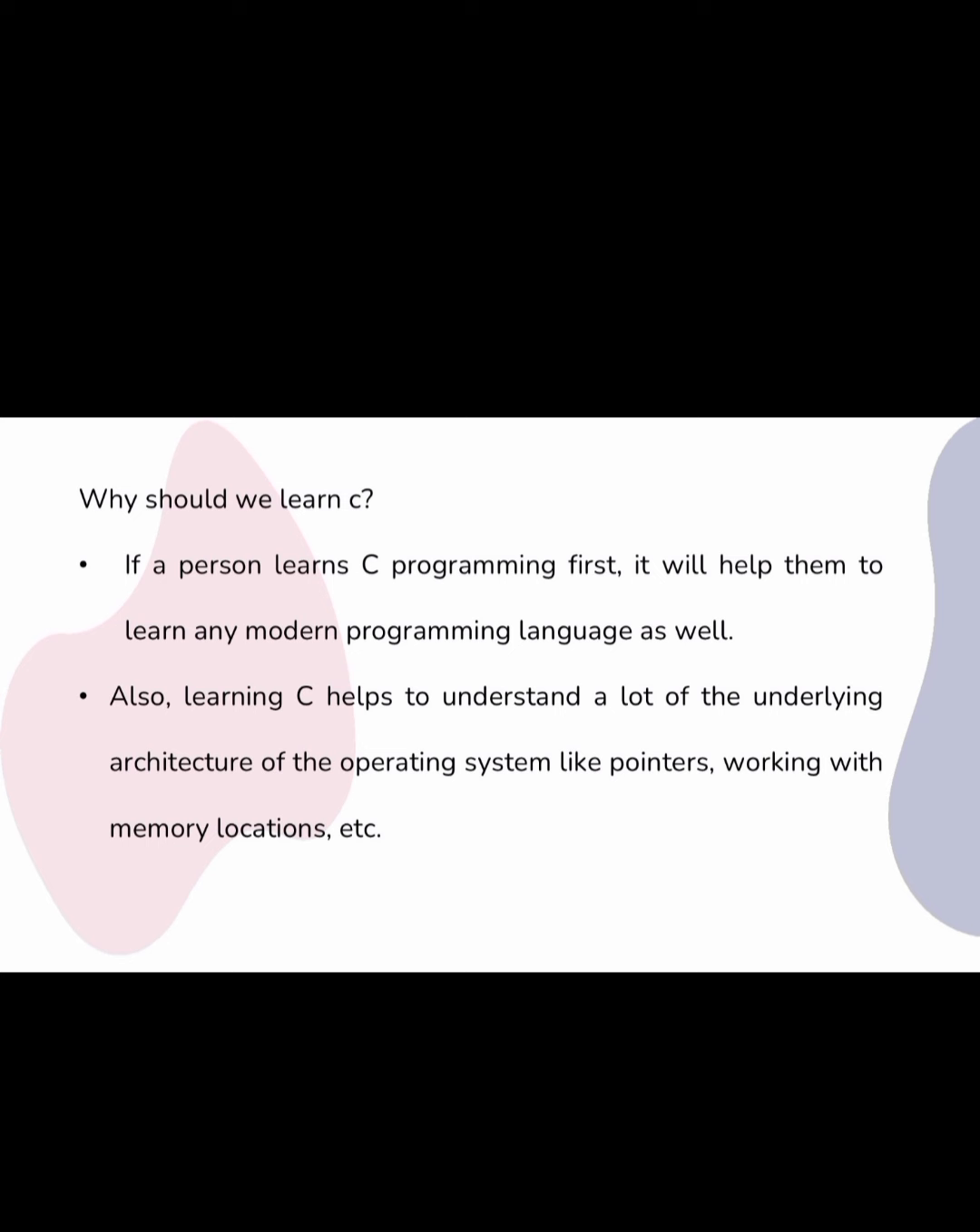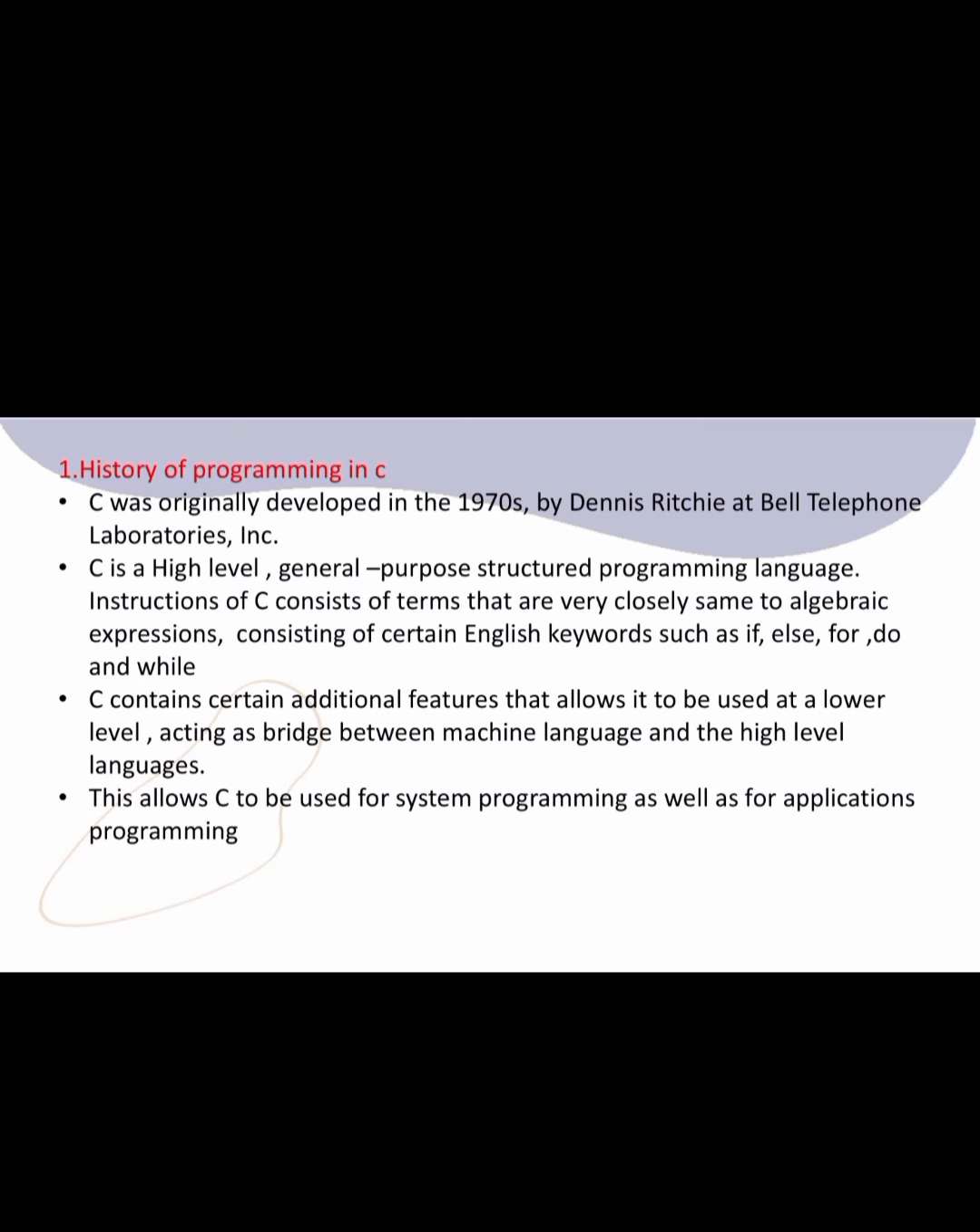Further, we'll move to the history of the C language. C was originally developed in the 1970s by Dennis Ritchie at Bell Telephone Laboratories, now commonly called Bell Labs. It was created to improve and build upon earlier languages like B and BCPL. The goal was to create a language that was both powerful and flexible for developing system software, particularly operating systems, which were also being developed around that time.